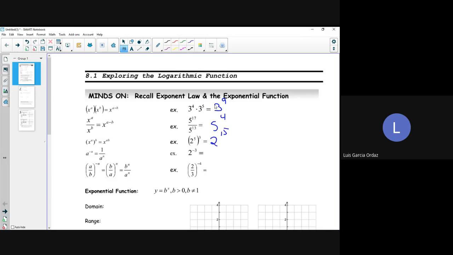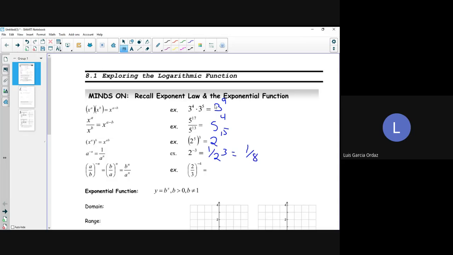And then when we have a negative exponent, we just have to take the reciprocal of it. So if we have a to the power of negative n, the reciprocal would be 1 over a to the power of n. So if we take 2 to the power of negative 3, what would that look like? Thank you, Jose. 1 over 2 to the 3. And when we simplify that, what does that give us? One over 8.